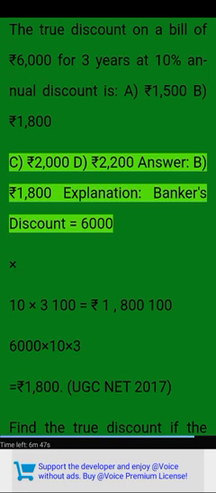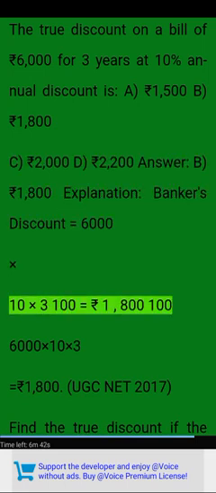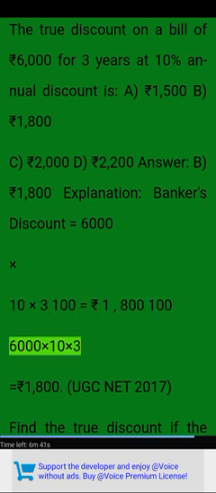Banker's discount equals 6,000 times 10 times 3 divided by 100, equals 1,800 rupees. UGC NET 2017.